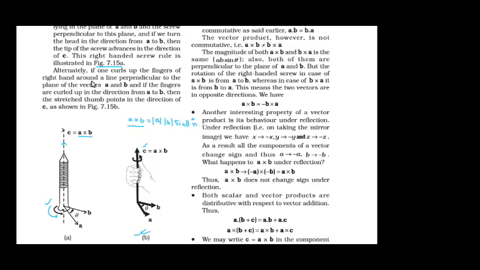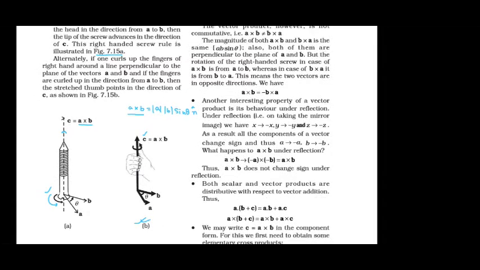Now, let us see what is written in the book. Alternatively, if one curls up the fingers of the right hand around the line perpendicular to the plane of the vectors A and B, and if the fingers are curled up in the direction A to B, then the stretched thumb points in the direction of C. Same thing we have discussed, as shown in the figure.